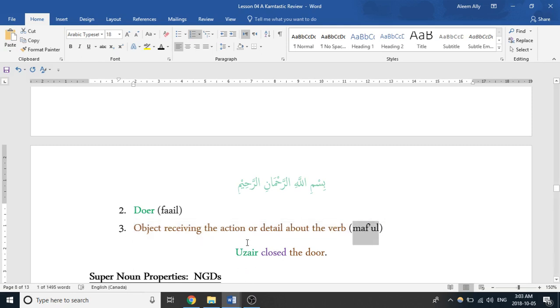Let's take a look at this sentence: Uzair closed the door. The verb would be closed. In Arabic, that would come first. After that, you would usually see the doer, but sometimes the object can come before that. So Uzair would be the doer, and then the object that's receiving the closing, receiving the action, is the door. That would be our maf'ul.